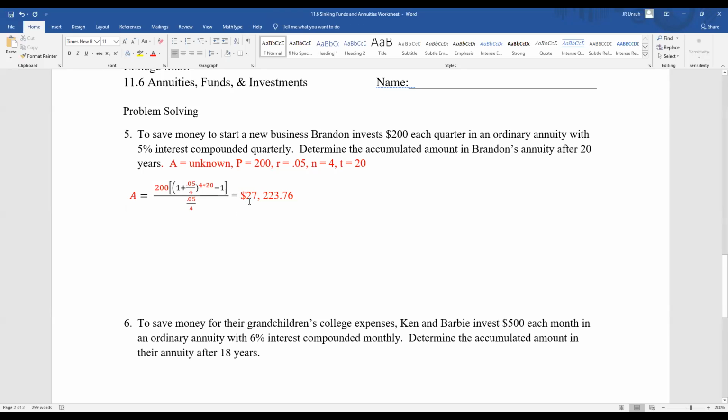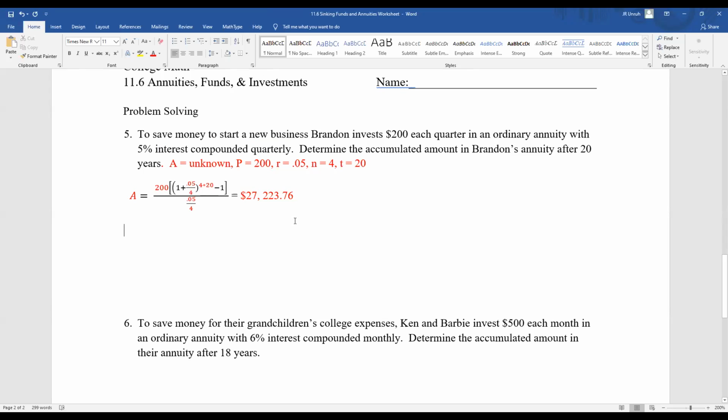All of that, okay, again with your calculator, all of that is equal to $27,223.76. So $200 invested quarterly, that is compounded quarterly at 5% after 20 years would be worth $27,223.76.